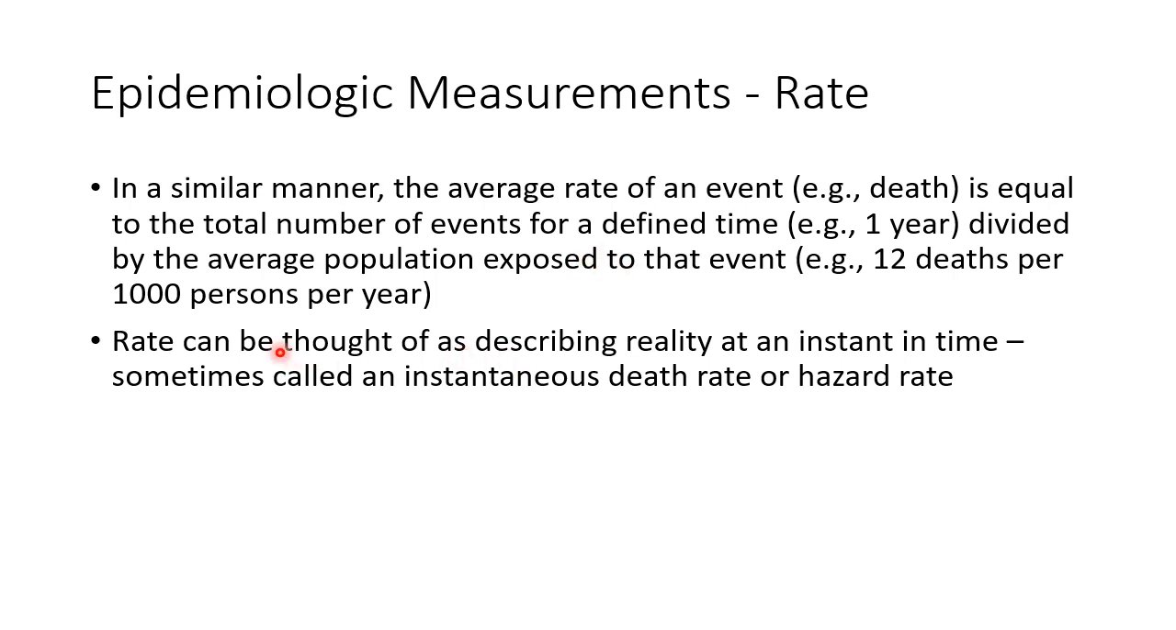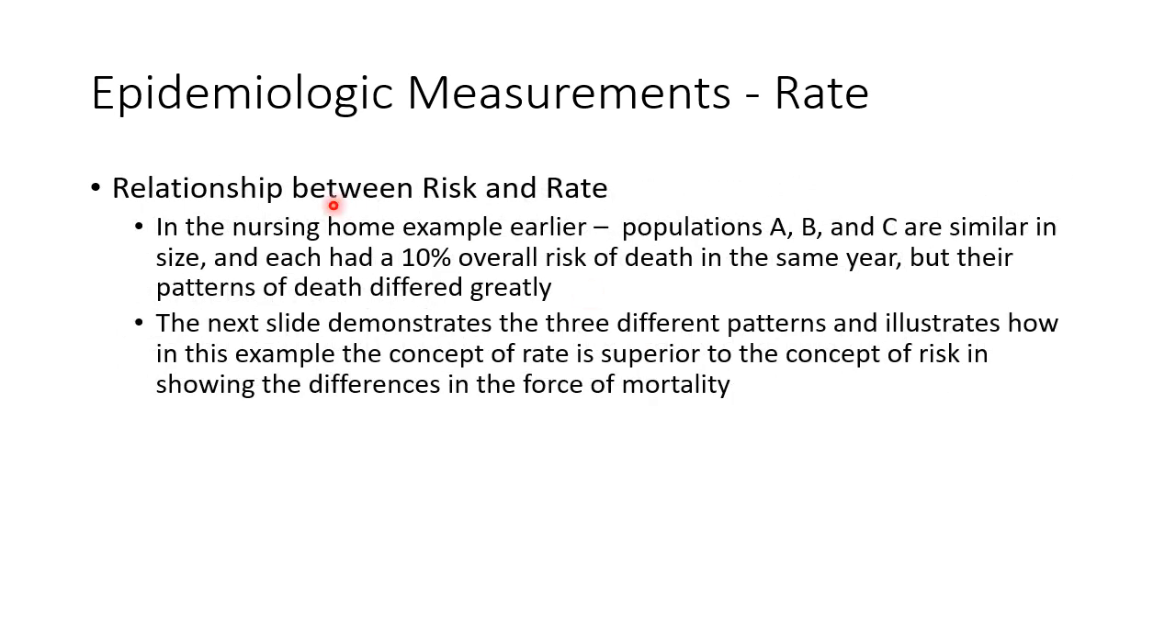Another way you can think about this is that it sometimes describes the instantaneous death rate, or a hazard rate. It's basically the same thing when you're talking about specific rates. Looking at the nursing home example, we asked what the risk for death was in all 3 of these nursing homes. That was 10%, so we know that 10% of those residents are going to die per year. That was our average.